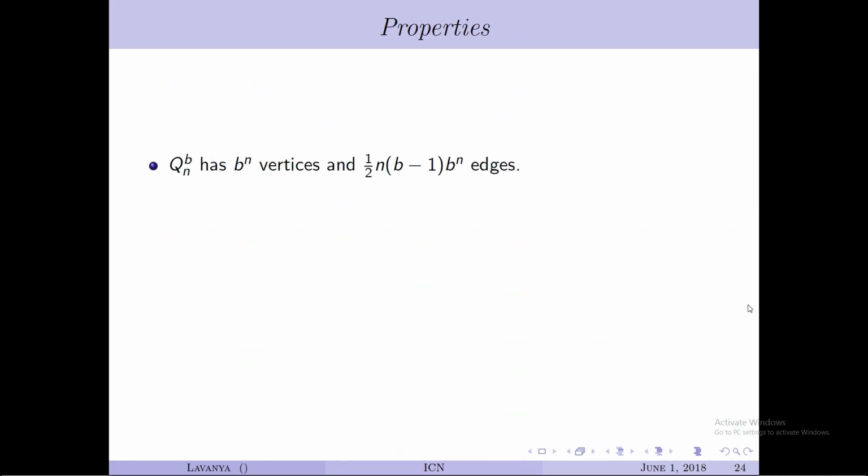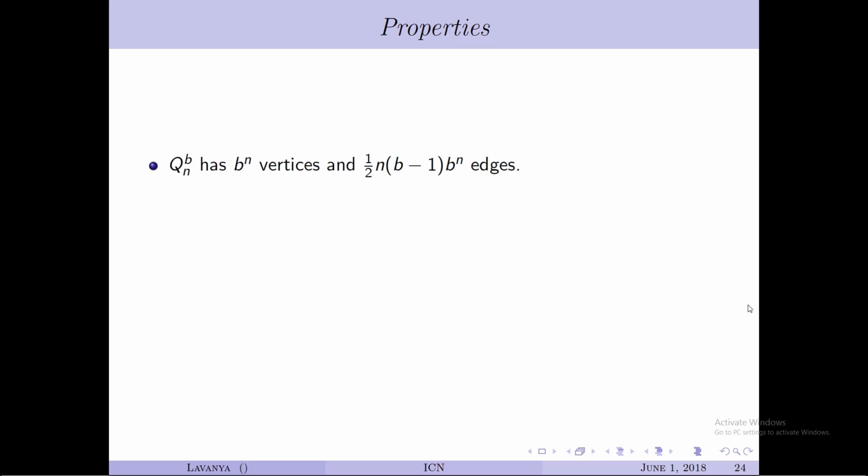So what are the properties? An interesting property is that Qn, a base B cube, has B power n vertices, and it contains this many edges. In the binary hypercube we know it has 2 power n vertices and n into 2 power n minus 1 edges. We had a 2 partition possible, an independent set of size 2 power n minus 1 on either side, and every vertex had degree n.